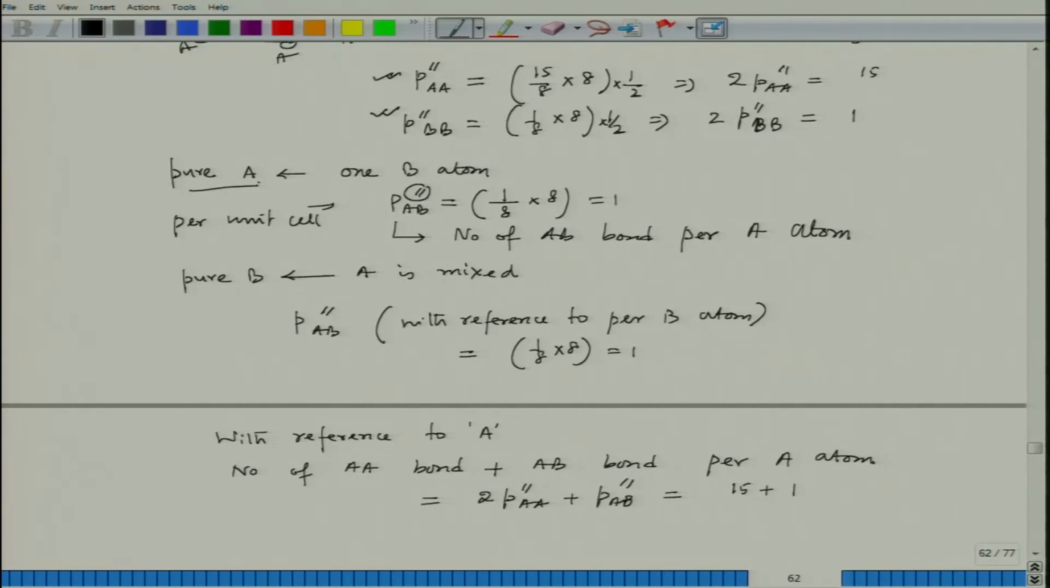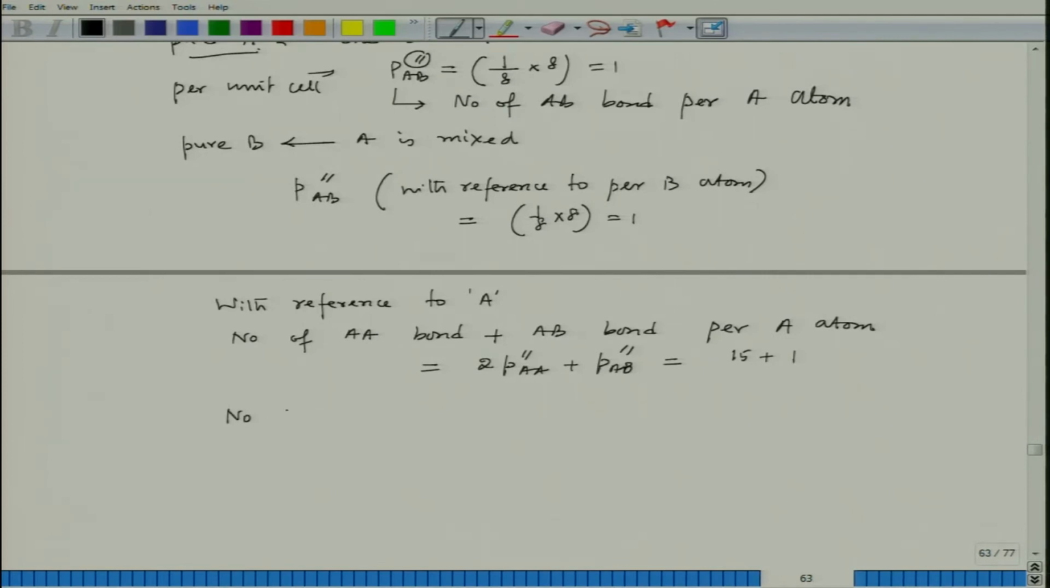So, I can write another equation: number of BB bond plus AB bond per B atom would be equal to 2 PBB double prime plus P double prime AB.